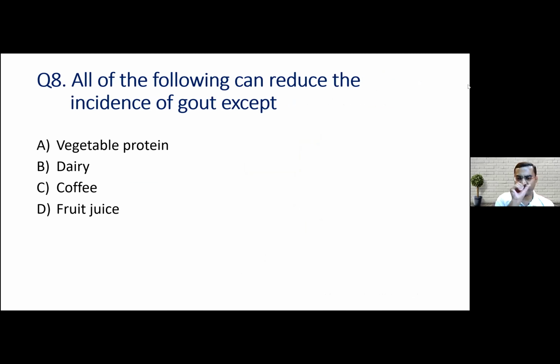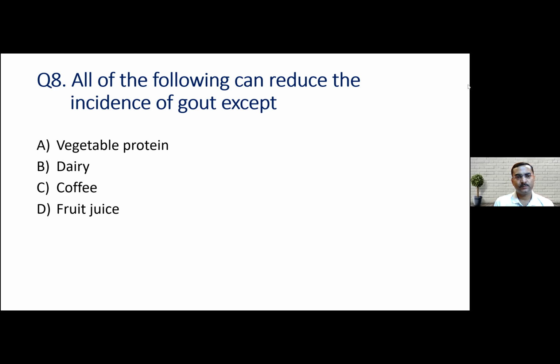Question number 8. Again, a simple question, a straightforward question. There are 4 different dietary substances, components, which are given in front of you on your screen. All of them can reduce the incidence of gout, except, is it vegetable protein? Is it dairy or dairy products? Is it coffee or is it fruit juice? All of these 4, except one of them, can reduce gout. Which of these 4 is the one which does not reduce gout? That should be your answer. I'll give you another 10 seconds before I move over to question number 9.